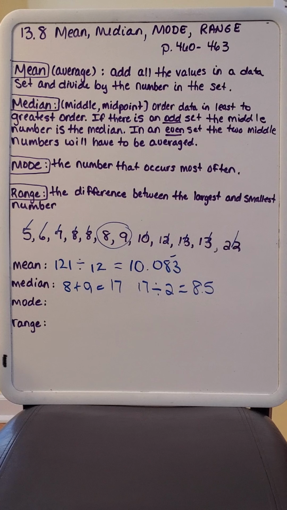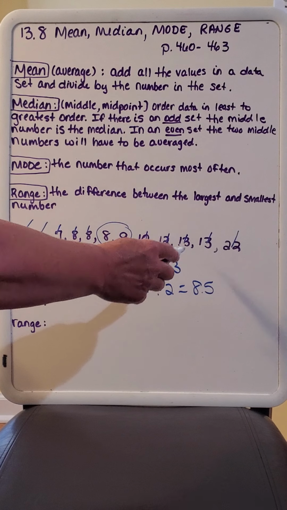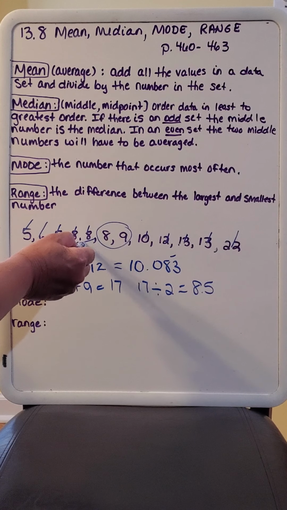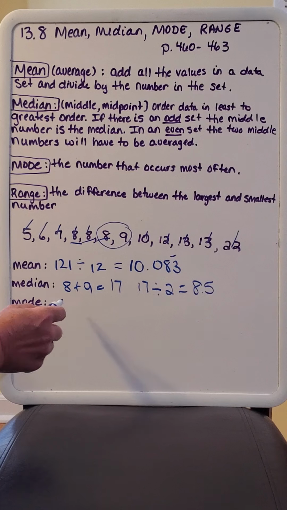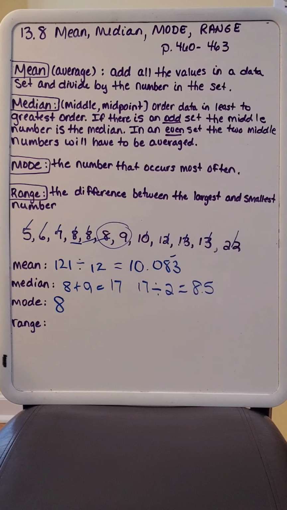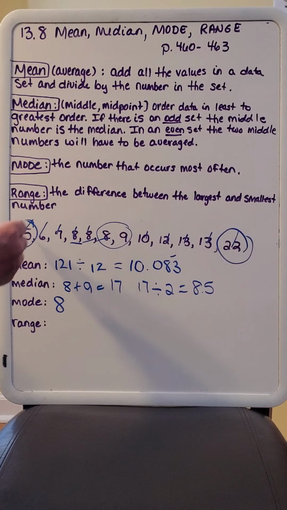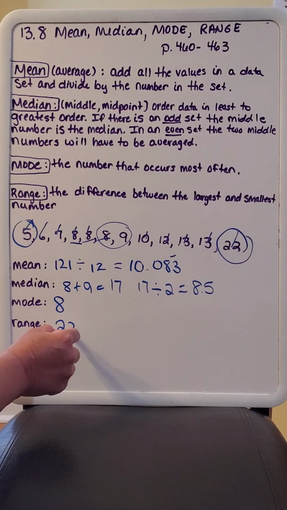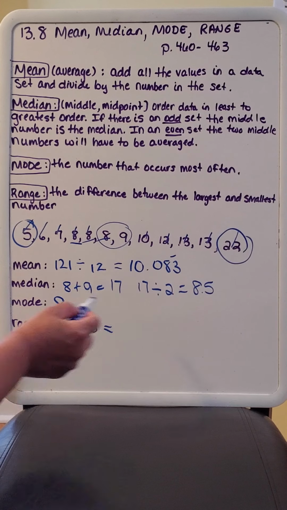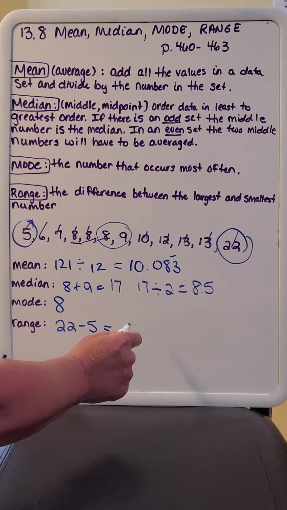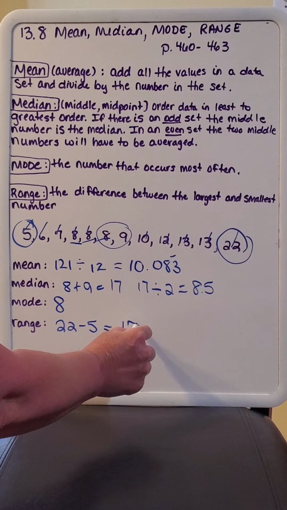Okay? Next is mode. Mode is the number that occurs most often. Here we have 13 that shows up twice, but here is 8 that shows up 1, 2, 3 times. So mode is 8. Okay? And then last, range. It is the difference between the largest and the smallest number. So 22 minus 5 is going to be 17.